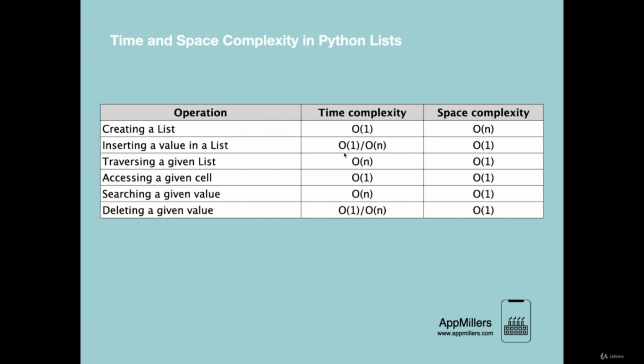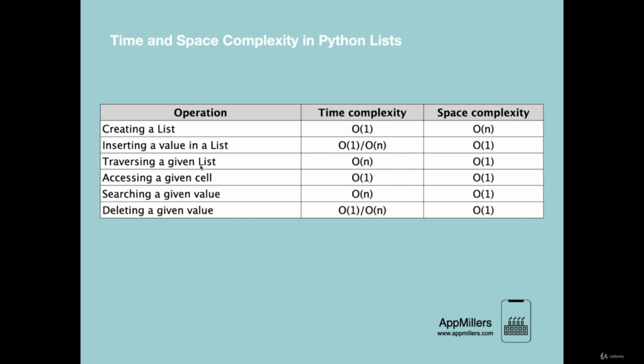Inserting a value in a list can be O(1) time complexity or O(n) time complexity. Because if we insert an element at the end of list, then it takes O(1) time complexity. Because in this case, we are not moving any element right. But if we insert an element in the beginning of list, then in this case, all elements have to move one step right, which means that if we have n elements in the list, then we have to move n number of elements one step right. So this will take O(n) time complexity. The space complexity for inserting a value is O(1) because we are just inserting one value.